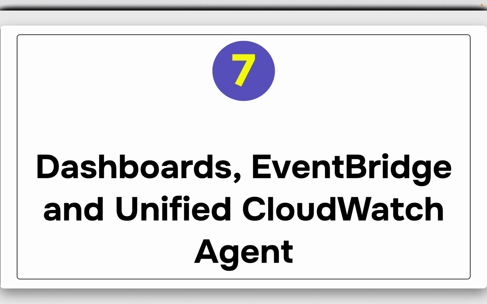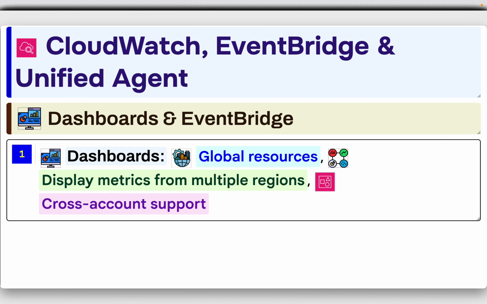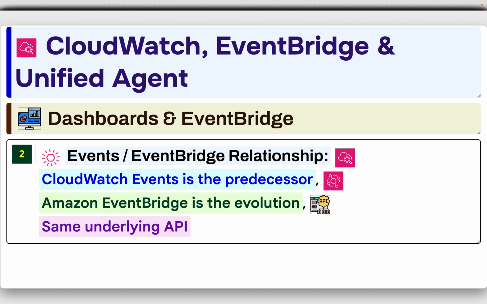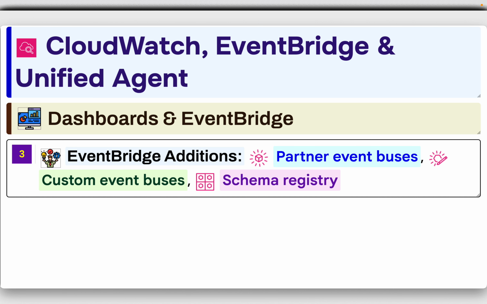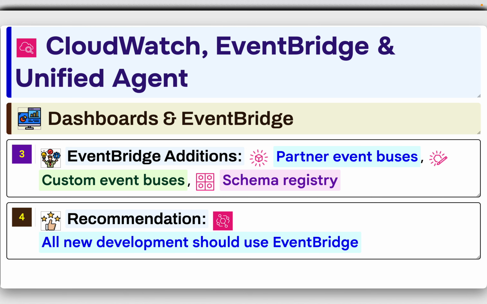Seventh topic is dashboards, EventBridge, and Unified CloudWatch Agent. Dashboards are global resources. They can display metrics from multiple regions and support cross-account access. CloudWatch Events is the predecessor and Amazon EventBridge is the evolution. They share the same underlying API. So basically CloudWatch Events was the earlier technology and EventBridge is the newer technology that is recommended. EventBridge adds partner event buses, custom event buses, and a schema registry on top of CloudWatch Events. All new deployments should use EventBridge.